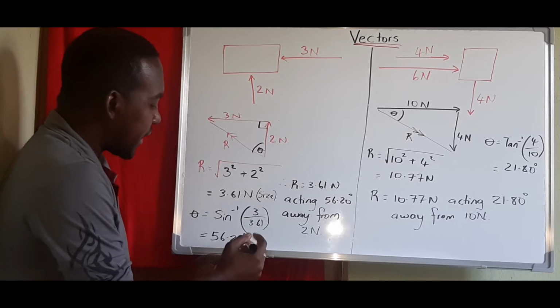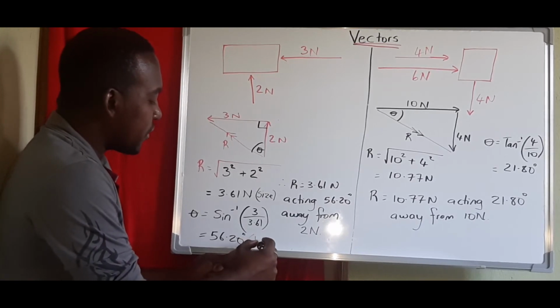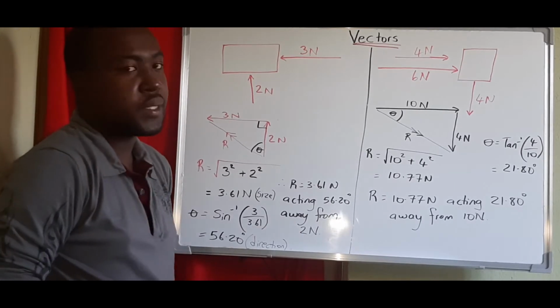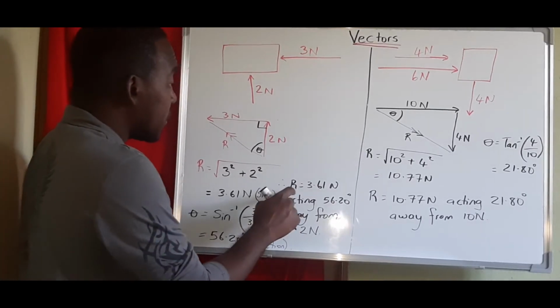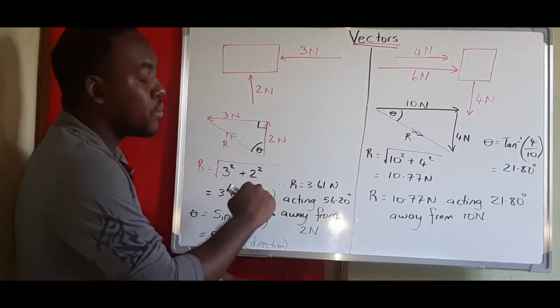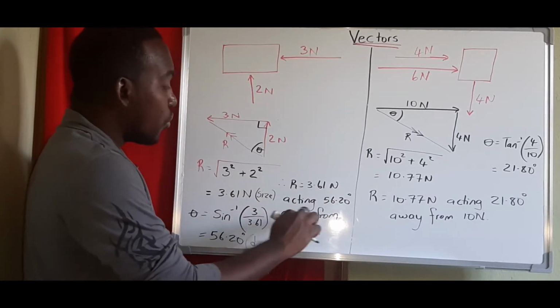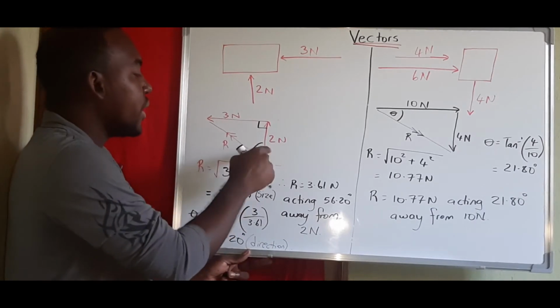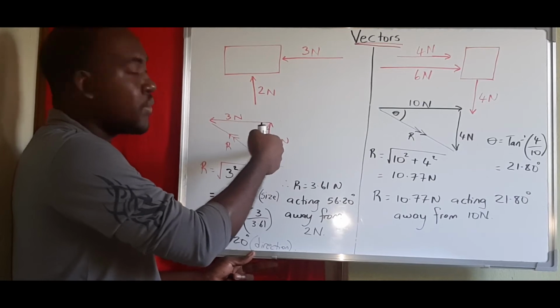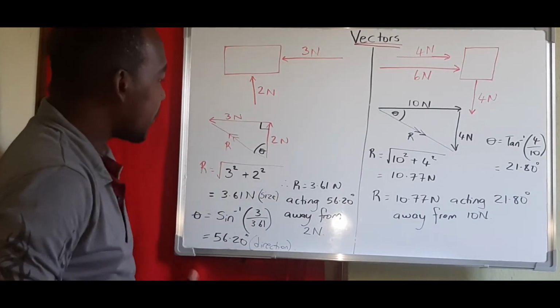So now we have the size and we have the direction. We write a statement now to conclude what we have just calculated. So the resultant is 3.61 newtons, which is acting 56.20 degrees away from our 2 newtons, right? So that's how you get the answer for this question here.